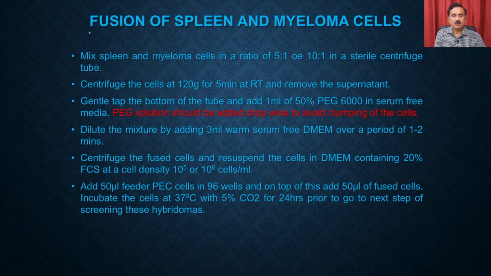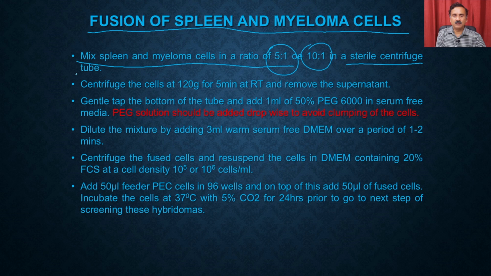Then you perform the fusion of the spleen and the myeloma cells. Mix the spleen and the myeloma cells in a ratio of 5:1 or 10:1 in a sterile centrifuge tube. Centrifuge the cells at 120 g for 5 minutes at room temperature and remove the supernatant.